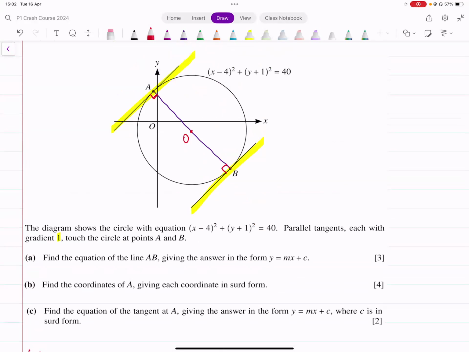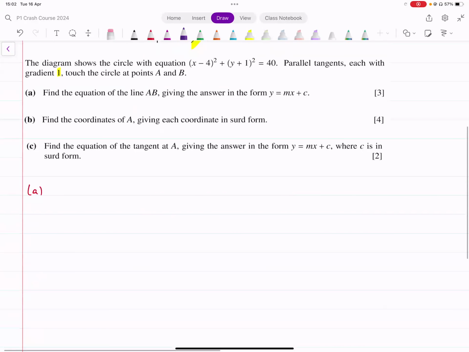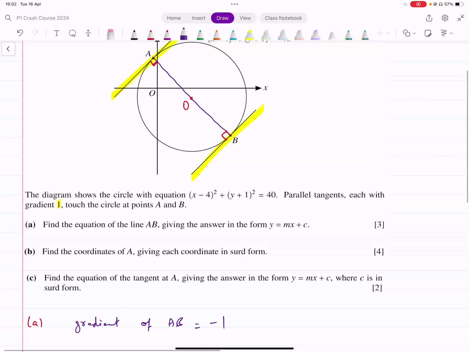Why? Because AB is perpendicular to the tangents. What's the gradient of AB? We can say gradient of AB is negative reciprocal of the gradients of the tangents. What's negative reciprocal of 1? Minus 1 over 1. That's minus 1. So we have the gradient. Okay, so that's one thing that we were looking for. Now the problem is we do not have a point given.